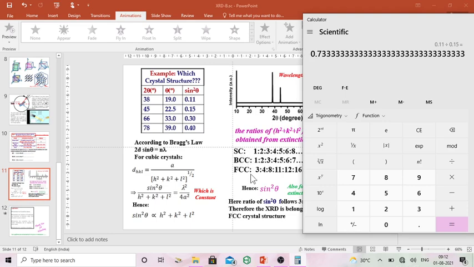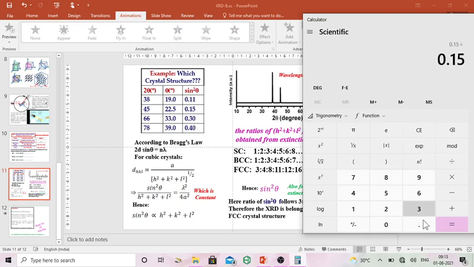Now we are going to consider face-centered cubic. Here the first ratio, 0.11 by 0.15, is 0.7. So 3 by 4, we have to check, just wait, that is 0.75. So again we are going to consider 4 by 8, that is your 0.5. Now here we consider 0.15 by 0.3, that is also 0.5.